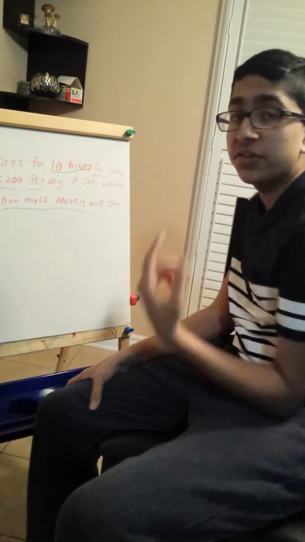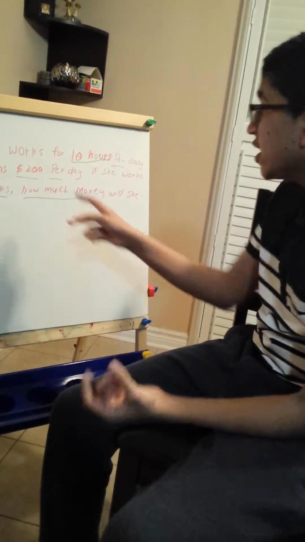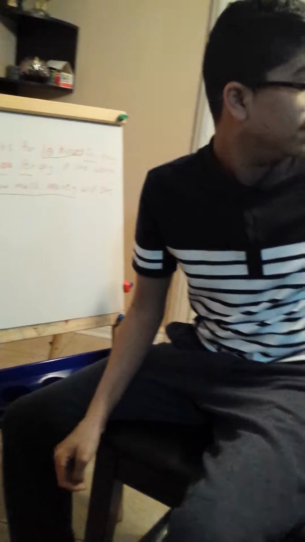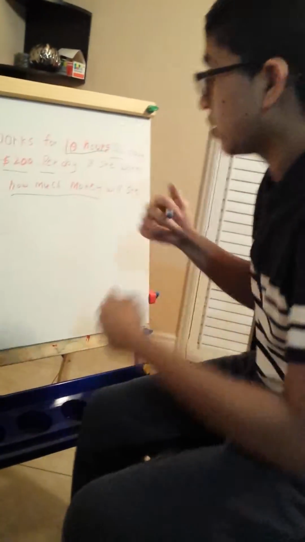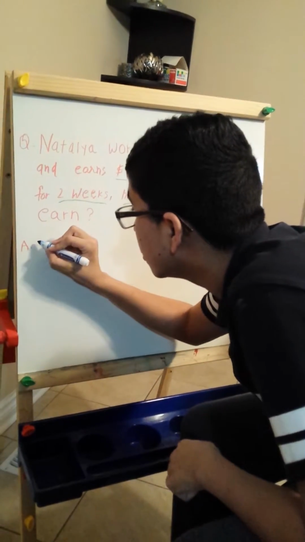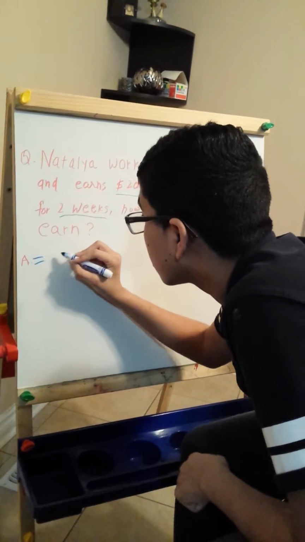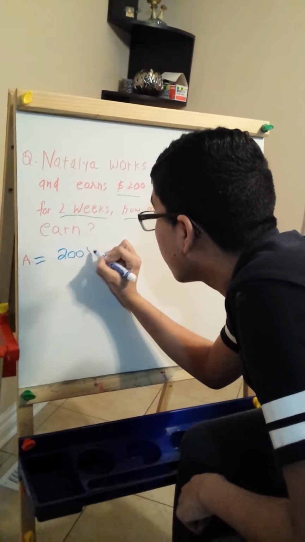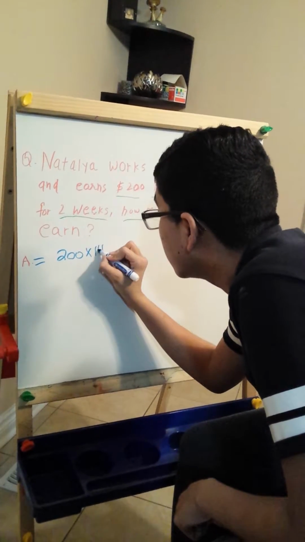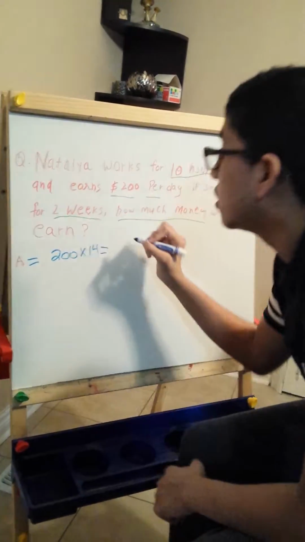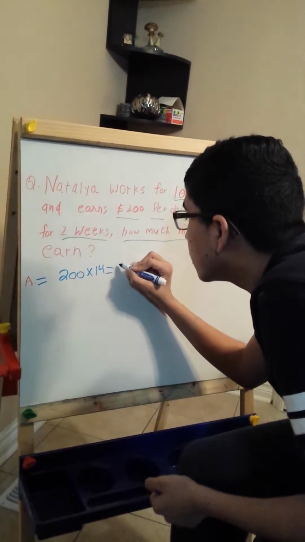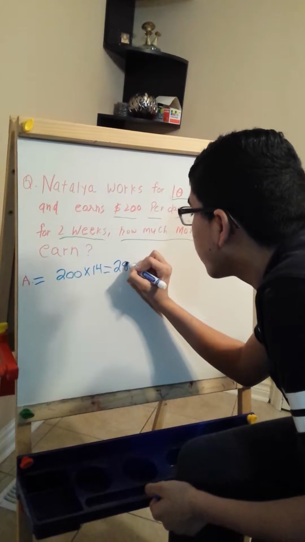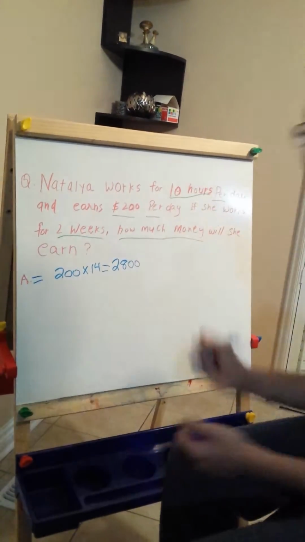She works for 2 weeks, which is 14 days. All you do there is 200 times 14. So 200 times 14, answer equals 200 times 14, which equals 2,800, which is $2,800. You see, that's all you have to do.